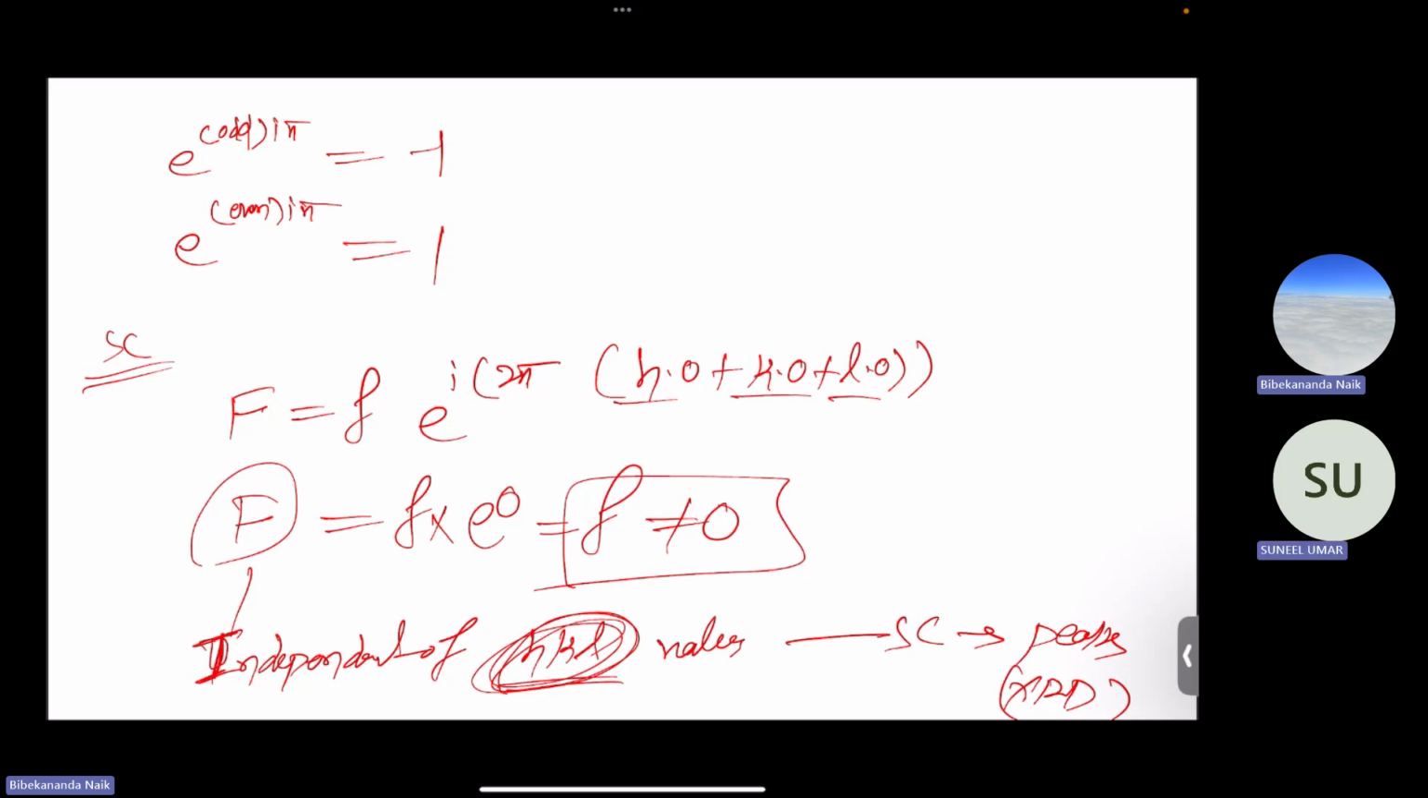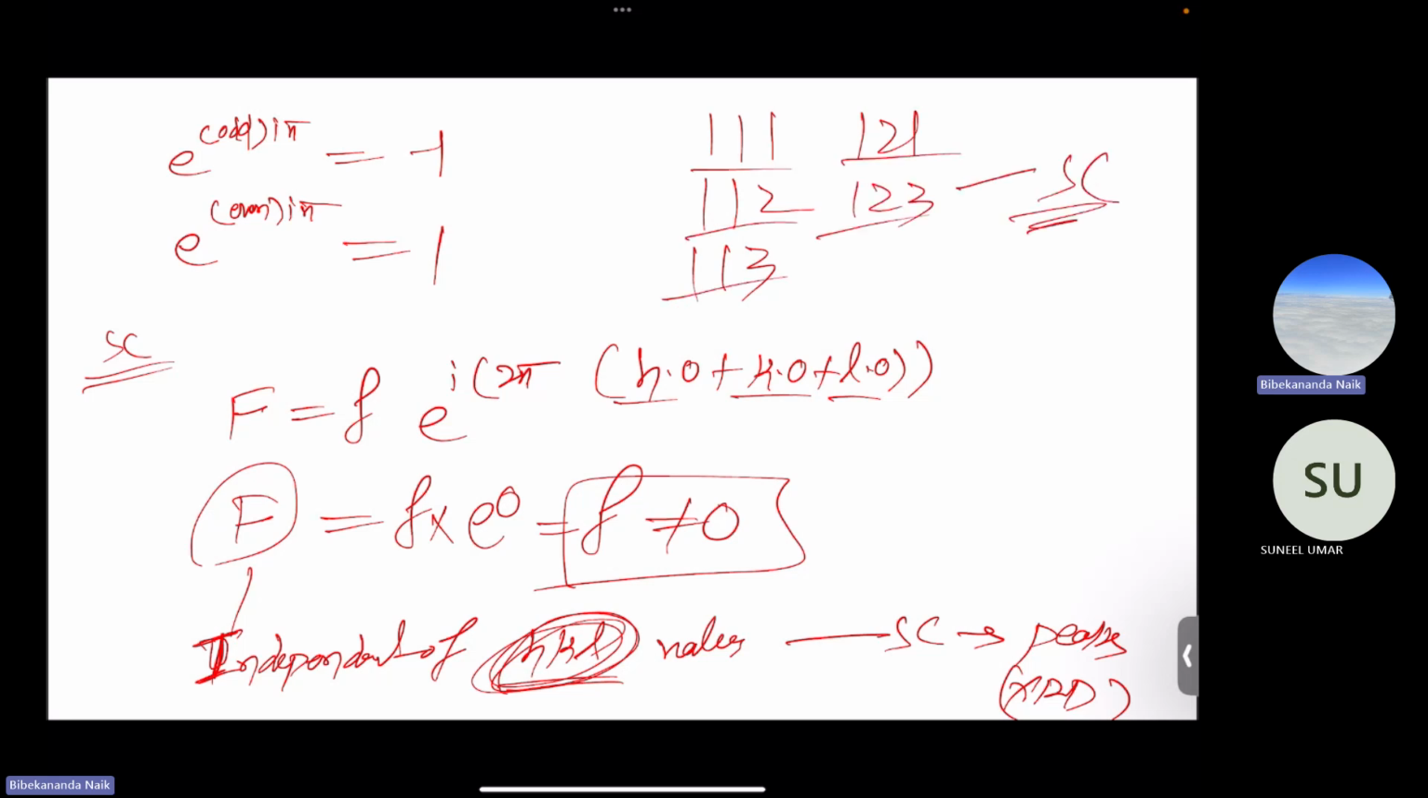That means for any plane, independent of h, k, l means whatever be the Miller indices, its value is the same. So whether it is 111, 112, 113, 121, 123, all these planes will give you diffraction peaks in simple cubic, because these hkl values are not coming in the expression of F. This F represents the amplitude. So if F is amplitude, then intensity will be proportional to F squared.